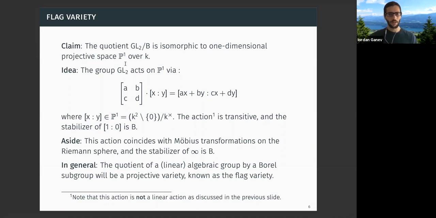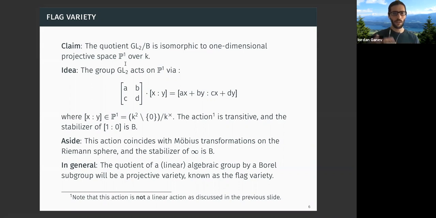So if we have an algebraic group, I'll say what linear means later on, and a Borel subgroup, then it turns out that this quotient G mod B is a projective variety, and it's a very important variety, and it relates to the structure of G, and it relates to the representation theory of G. And it's known as the flag variety. So we'll see why it's called the flag variety.